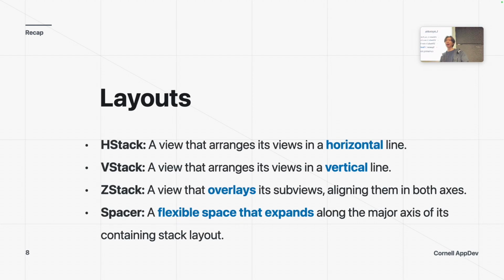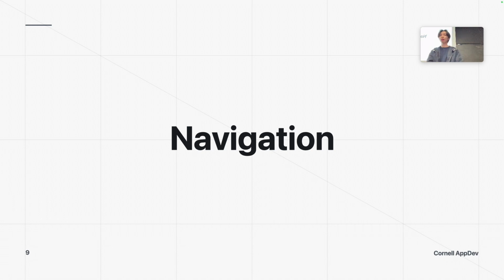We also discussed layouts, which are a way to position your views in the app. We have three main stacks: HStack, VStack, and ZStack. Then we talked about a Spacer, which is basically a view that pushes views as far apart as it can. Okay, so that was last lecture. Does anyone have any questions about it?